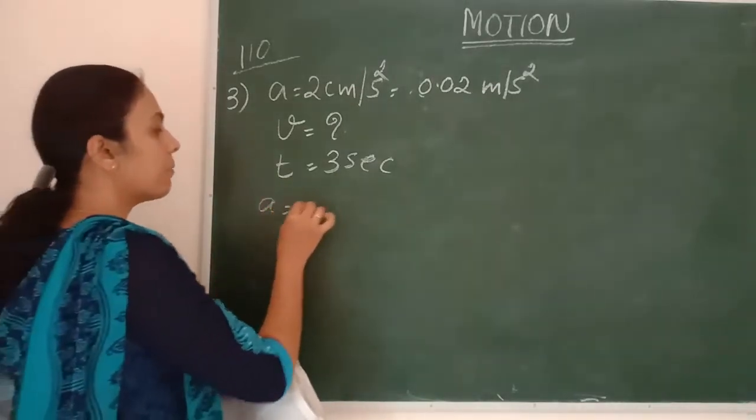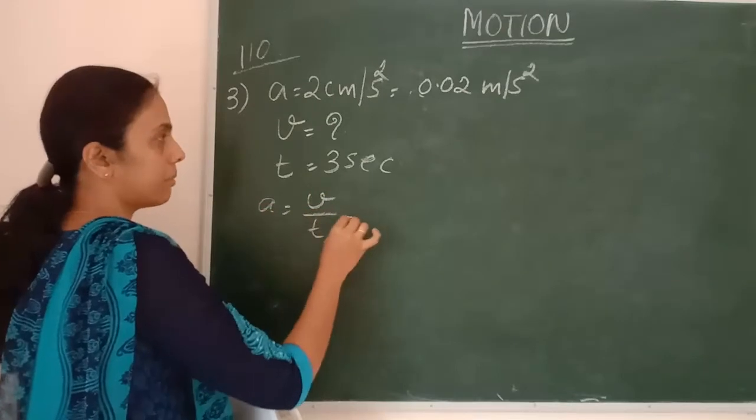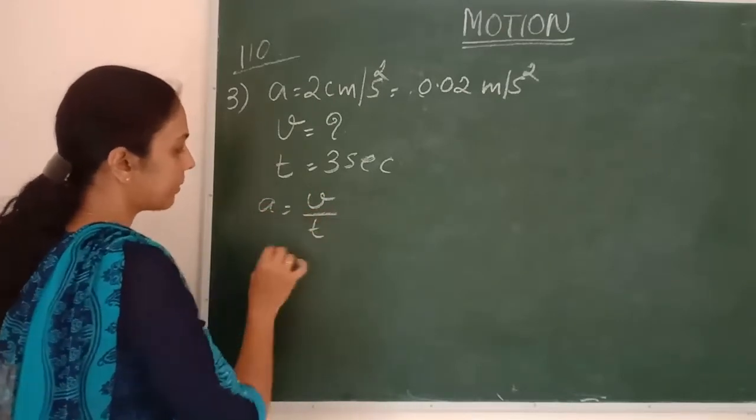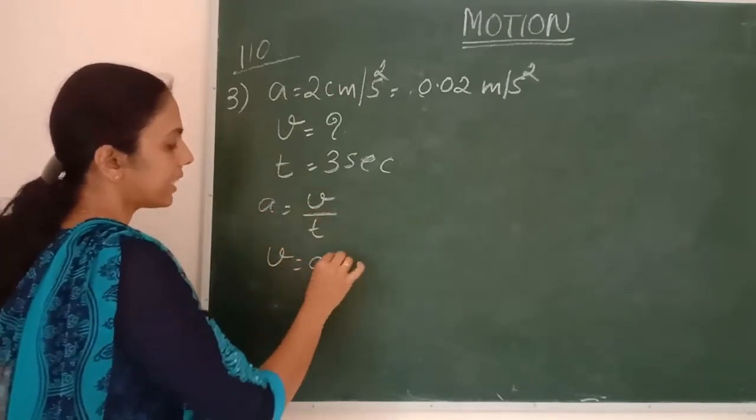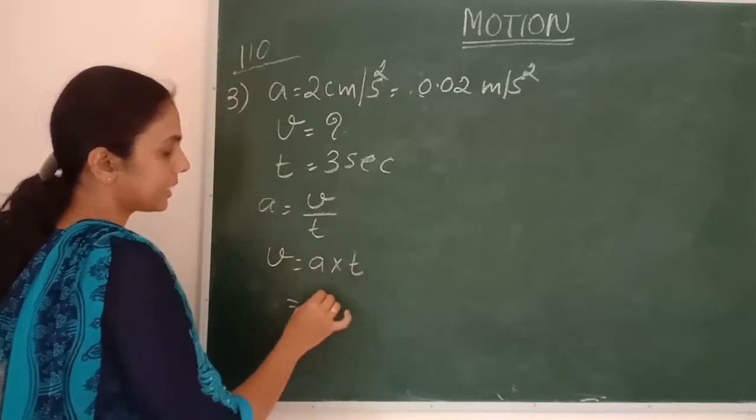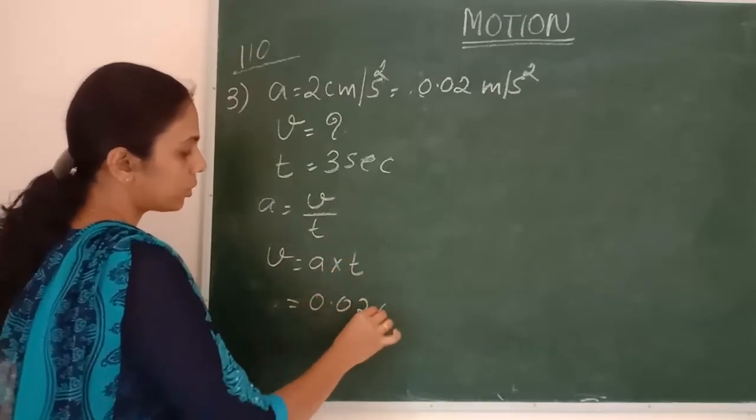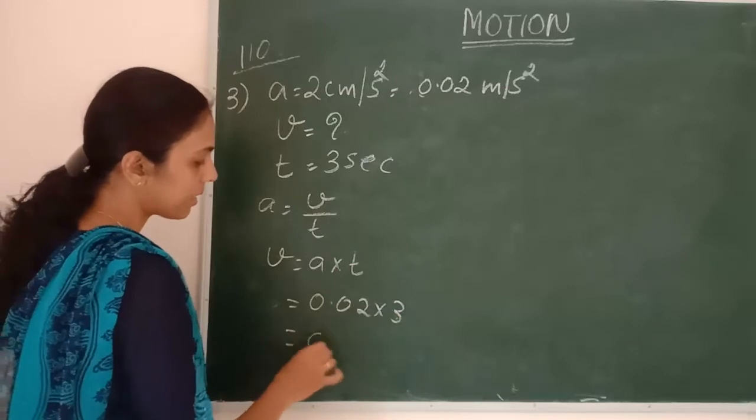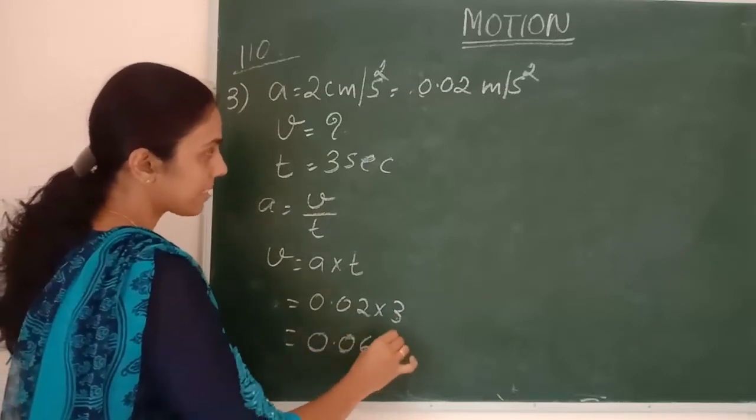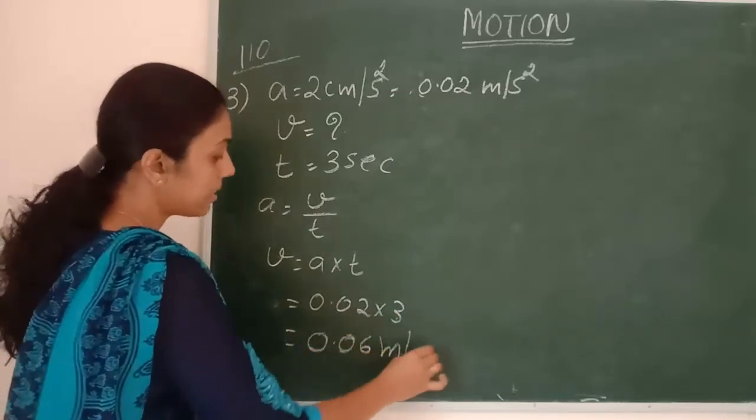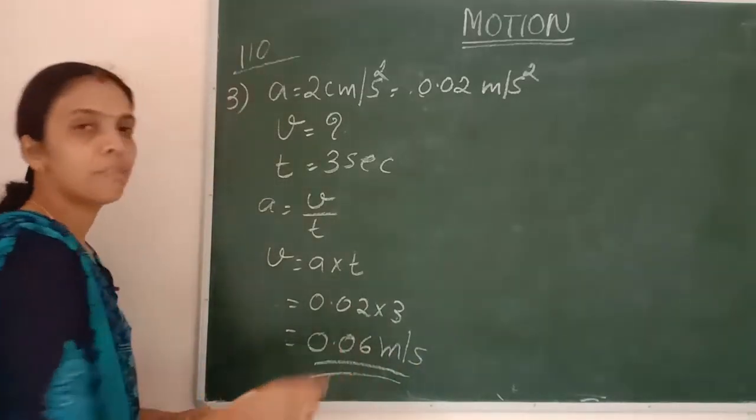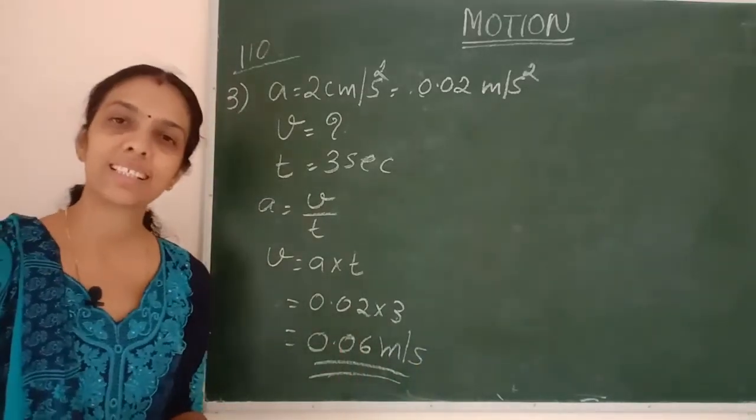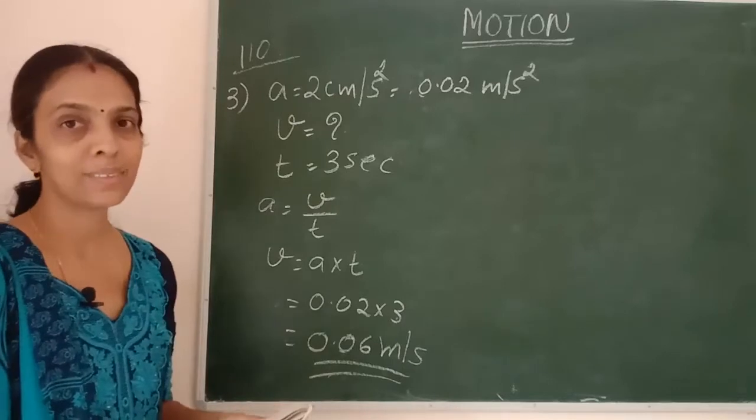Acceleration equals velocity divided by time. So velocity equals acceleration into time. What is acceleration? 0.02 into 3. So the answer will be 0.06 meter per second. That is the velocity, isn't it? Unit is meter per second. It's easy, right? Next one.